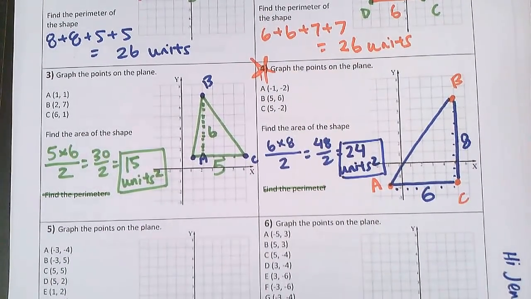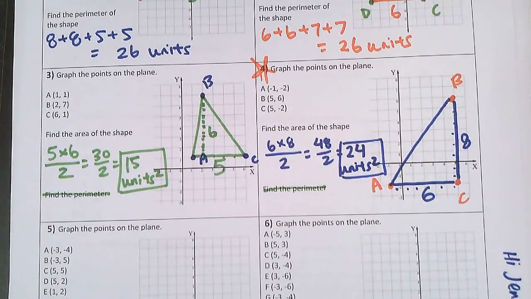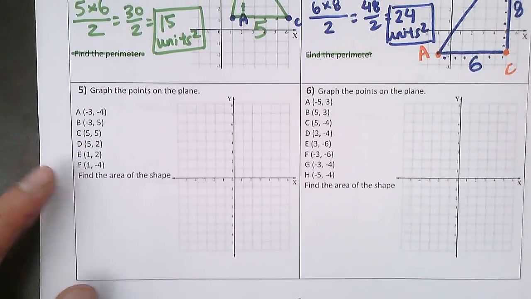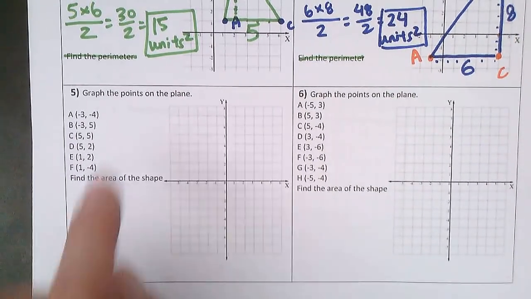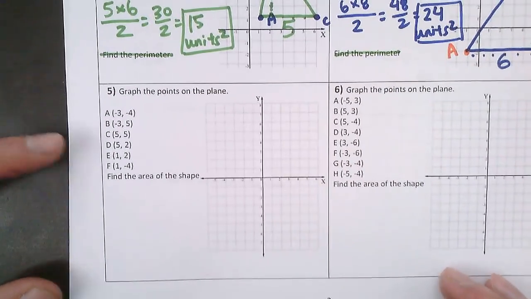If you got that on your own, 3 gold stars for you. Okay, almost done. Number 5. All right, we have more points now, so this is going to get a little trickier, but you just take it step by step, and you'll have no problem. Let's start by putting the points on.